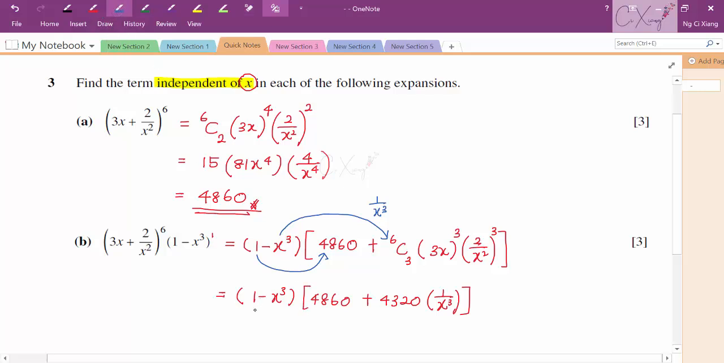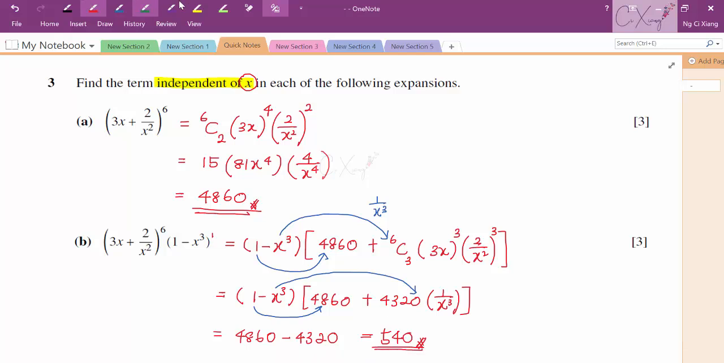Okay, and I know that for the constant term 1, multiply with the constant term to get the constant term. And for the term with x to the power 3, I need to multiply with the term with 1 over x to the power 3, so that eventually I will get a constant term too. So when I take 1, multiply with 4860, I have 4860. When I take negative x to the power 3, multiply with this whole thing, then I'll have negative 4320. So in the end, I will have the constant term for the whole expansion, which is 540.